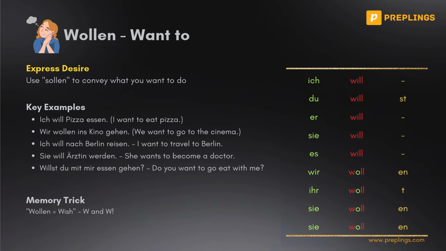Take a moment to pause the video. Look at the conjugation table, and then look at the sentences. Wollen is same as wish in English. And both start with W.